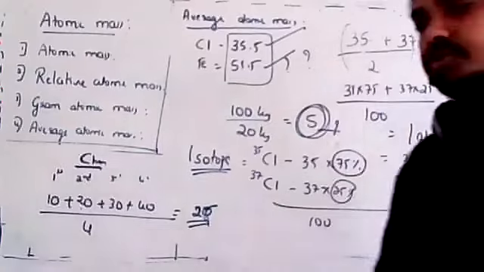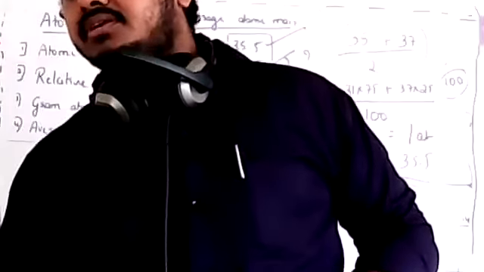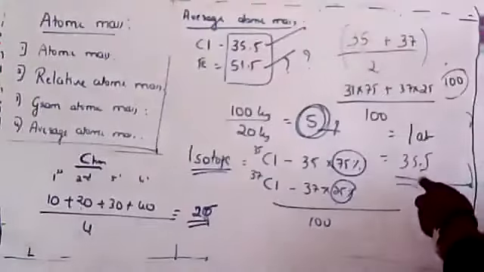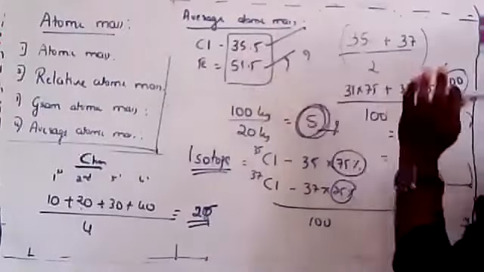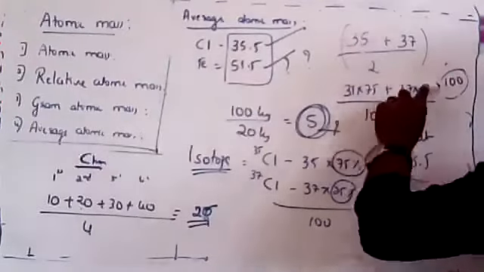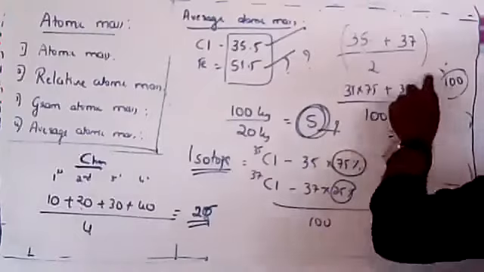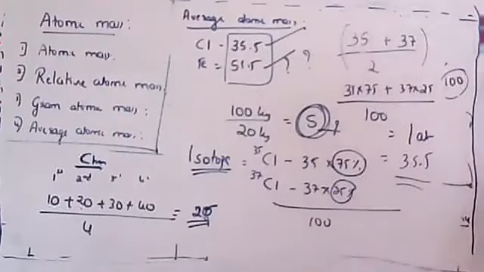Is that clear, my dear students? What I just did, is that clear? This is the mass of one atom, and we call that the average atomic mass because it is done by calculating the average. Is that clear, my dear students?